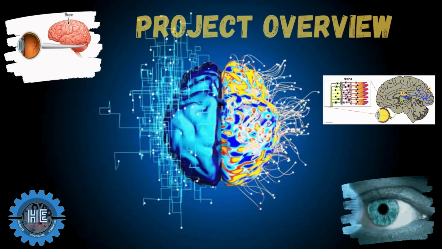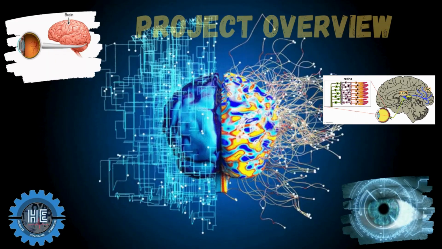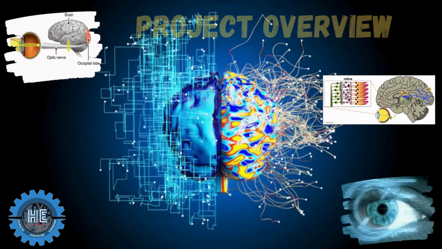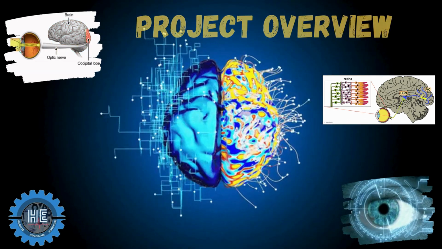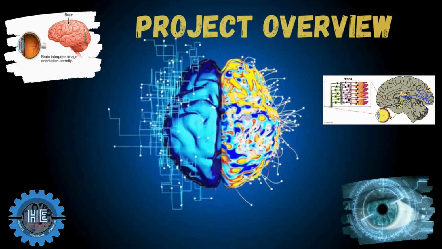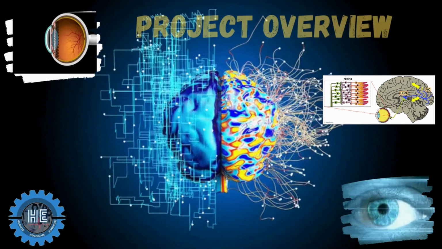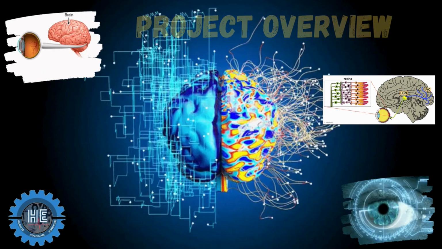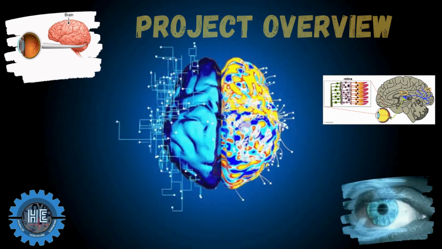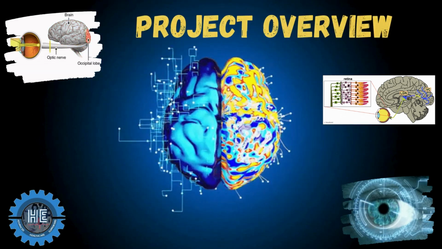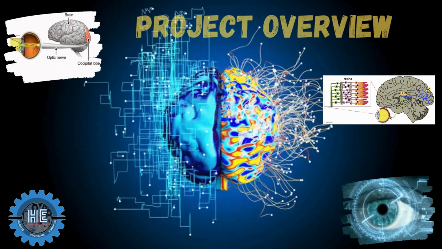Let me tell you how this project works. The initial step will be data collection, where we will gather retinal images. The second stage will be AI model training, where we teach the AI to recognize diseases. The third step will be testing the model, where we ensure accuracy. And the final stage is deployment, where we create a user-friendly interface for the detection.